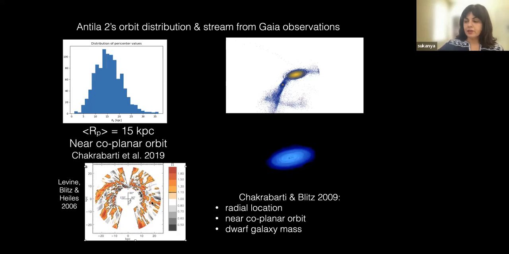So quite a long time ago now, we made a prediction for the dwarf galaxy and the necessary parameters the dwarf galaxy would have to have to explain these disturbances. And it turns out that both the radial location of Antlia 2 and the nature of the orbit do match our earlier predictions.